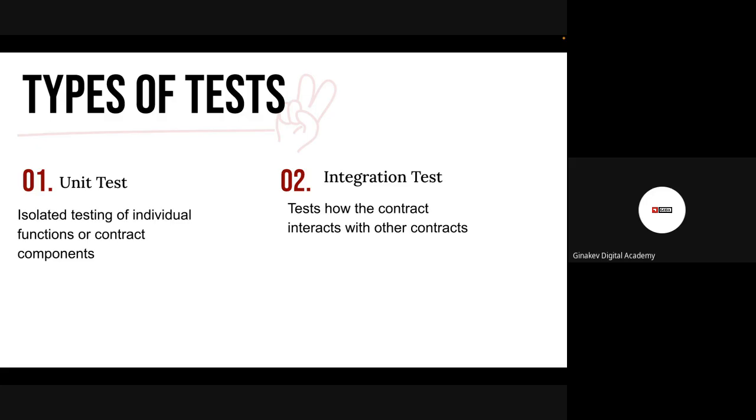A unit test is basically a test that you perform on an isolated function. All right. It's isolated testing of an individual function or contract component. I'm speaking a lot of grammar. When we write the code, you're going to understand more of what a unit test is. So a unit test usually involves testing a single function, all right? Usually involves testing a single function or a single part of the code.